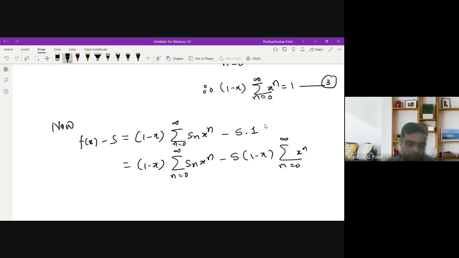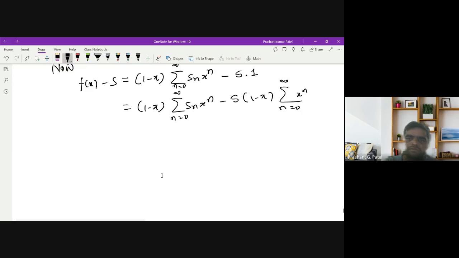You may observe that 1 minus x is common to these two terms. So we can rewrite this as 1 minus x times the summation n running from 0 to infinity, combining both terms. Here the quantity left is Sn x raised to n, and here it is S x raised to n. So I may write that as Sn minus S, with x raised to n common. I may call this equation number 4.